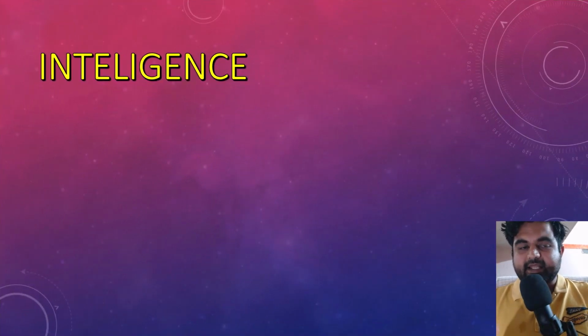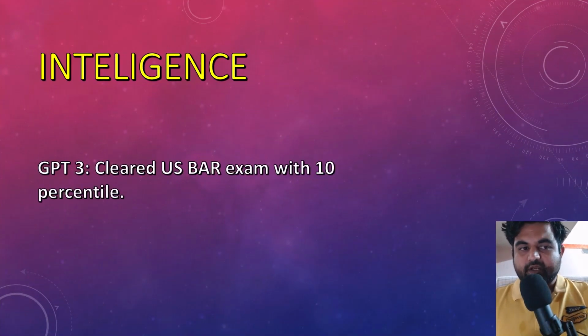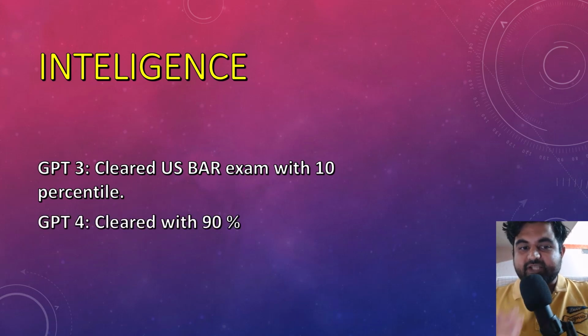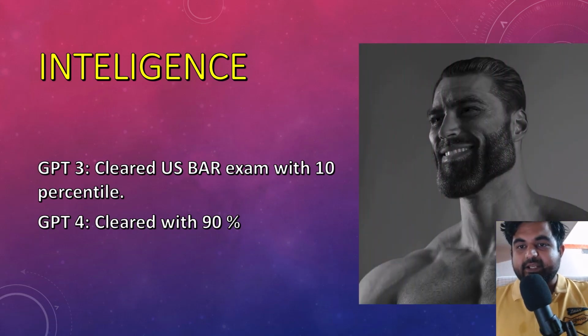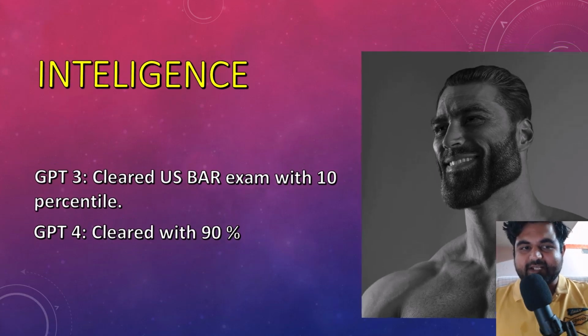If we compare the intelligence portion between ChatGPT 3 and 4, well, ChatGPT 3 was able to clear the US bar exam at the 10th percentile. So it ended up in the bottom 10% of folks who took the exam. So it was smart, but not pretty smart. But ChatGPT 4 was able to clear the exam at the 90th percentile. That is almost like some of the most brilliant lawyers who are able to do that, and that is pretty awesome. So this is the appropriate meme I could find for ChatGPT 4.